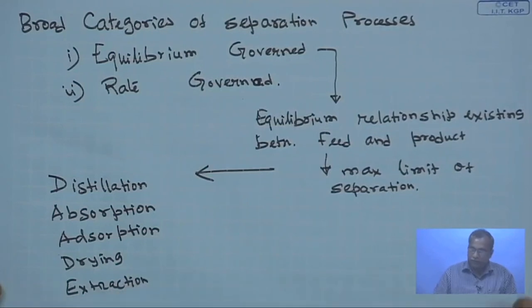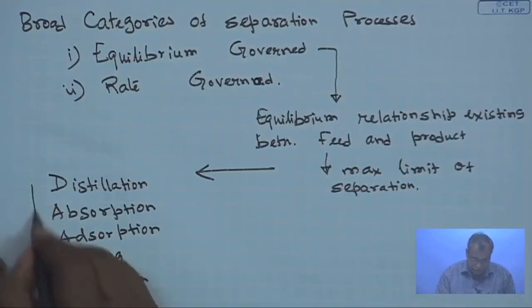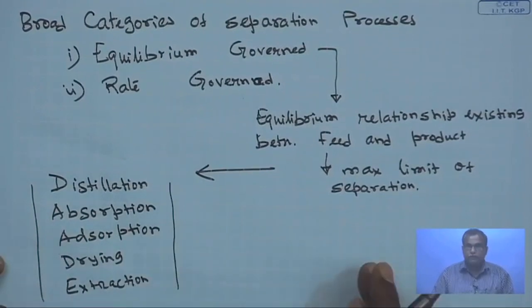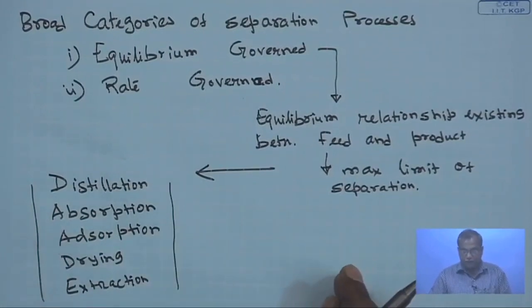There are many others. So, basically these are some of the examples of equilibrium governed separation processes. And in any process engineering, typically appearing in chemical engineering, separation is an integral part. So, one has to go for the product separation.